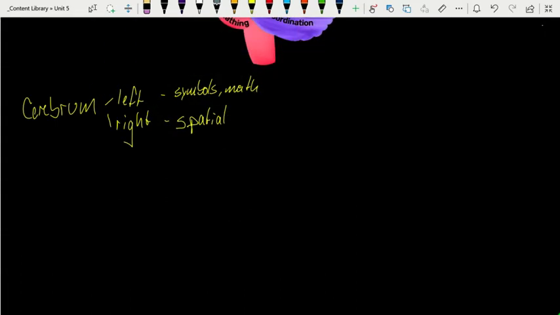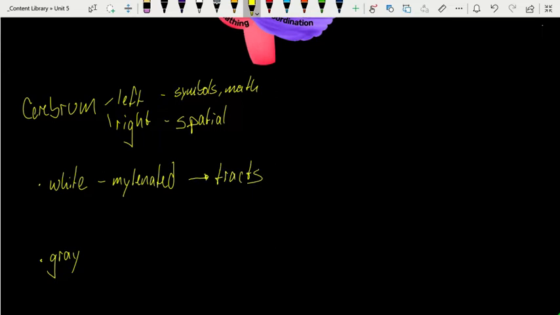Okay, I'd like to divide the cerebrum up into, let's do it by color. Let's go with white, and let's go with gray. As we think about white, of course, white is myelinated. And when we're talking about myelinated neurons, we're talking about axons, of course. So this is made up of tracts. And as we mentioned, a bundle of neurons in the peripheral nervous system is called a nerve. A bundle of neurons in the central nervous system is called a tract.